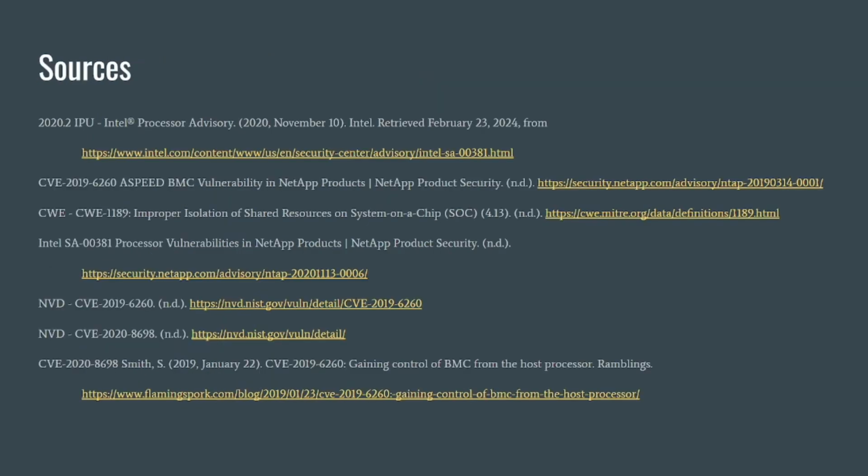In conclusion, CWE 1189 exposes a critical vulnerability in system-on-a-chip designs: improper isolation of shared resources. This flaw can lead to unauthorized access and compromise sensitive data, posing significant security risks. Addressing this weakness demands collaboration among hardware designers, software developers, and security experts to implement isolation measures. By prioritizing secure development practices, the risks associated with CWE 1189 can be mitigated, and the integrity of system-on-a-chip designs can be improved. Thank you.